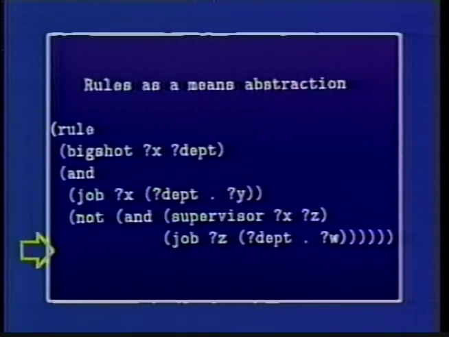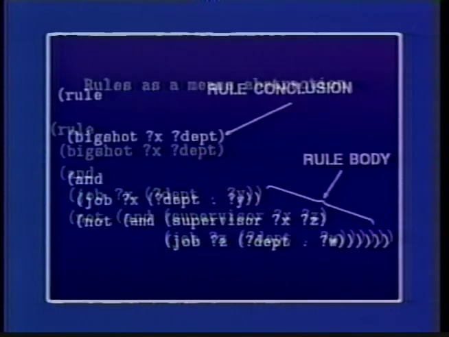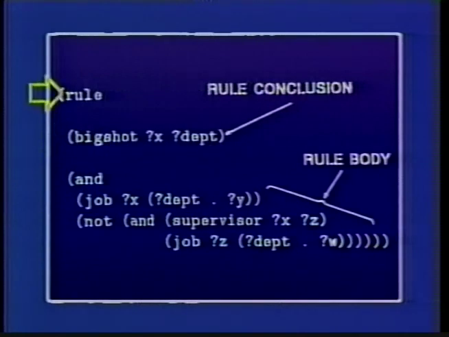This is a rule, and a rule has three parts. Right? The thing that says it's a rule, and then there's the conclusion of the rule, and then there's the body of the rule, and you can read this as a piece of logic, which says if you know that the body of the rule is true, then you can conclude that the conclusion is true. Or in order to deduce that X is a big shot in some department, it's enough to verify that. Right, so that's what rules look like.